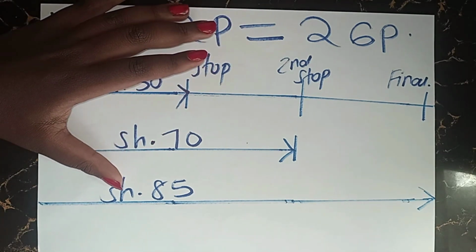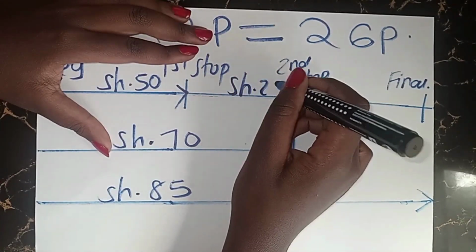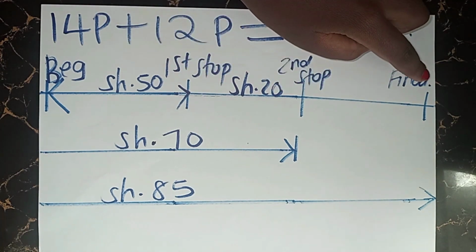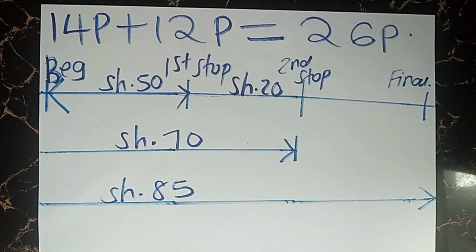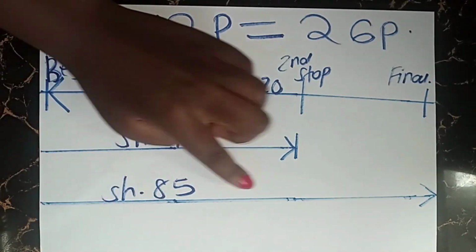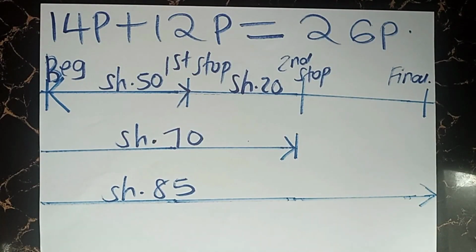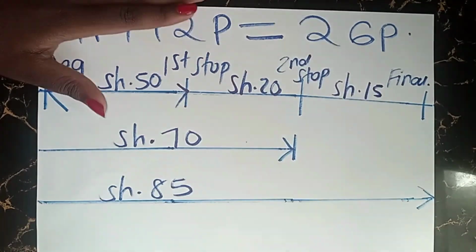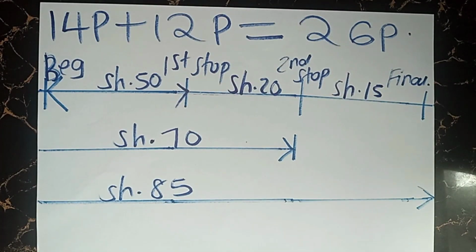So we can see that these passengers paid 20 shillings from the first stop to the second stop, okay? And in order for us to know what they paid to go from the second stop to the final destination, we'll subtract this 70 that they paid up to here from this 85, okay? So what is 85 minus 70? 85 minus 70 is 15. So that means that these passengers paid 15 shillings from the second stop to the final destination, okay?